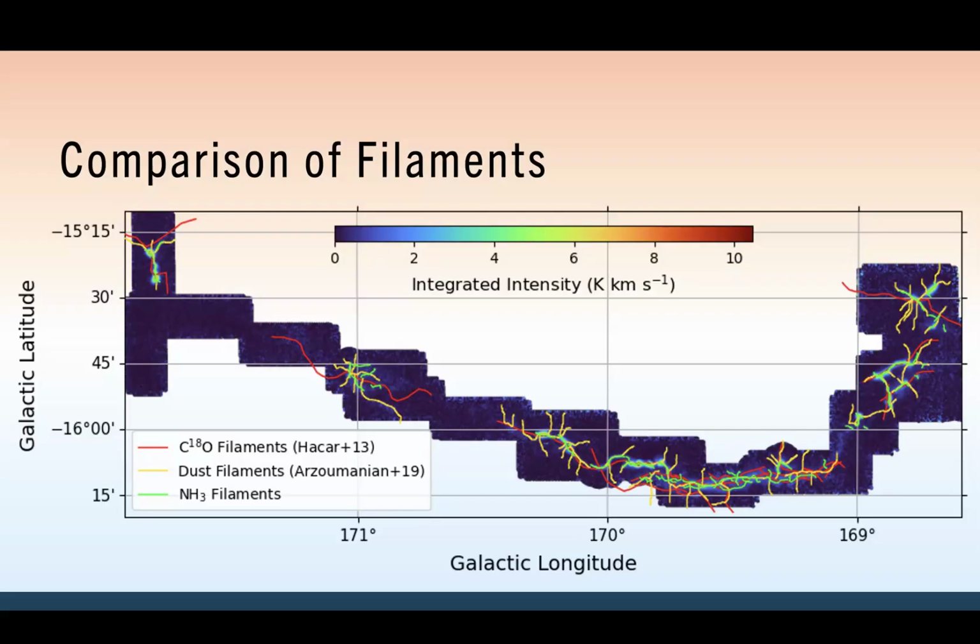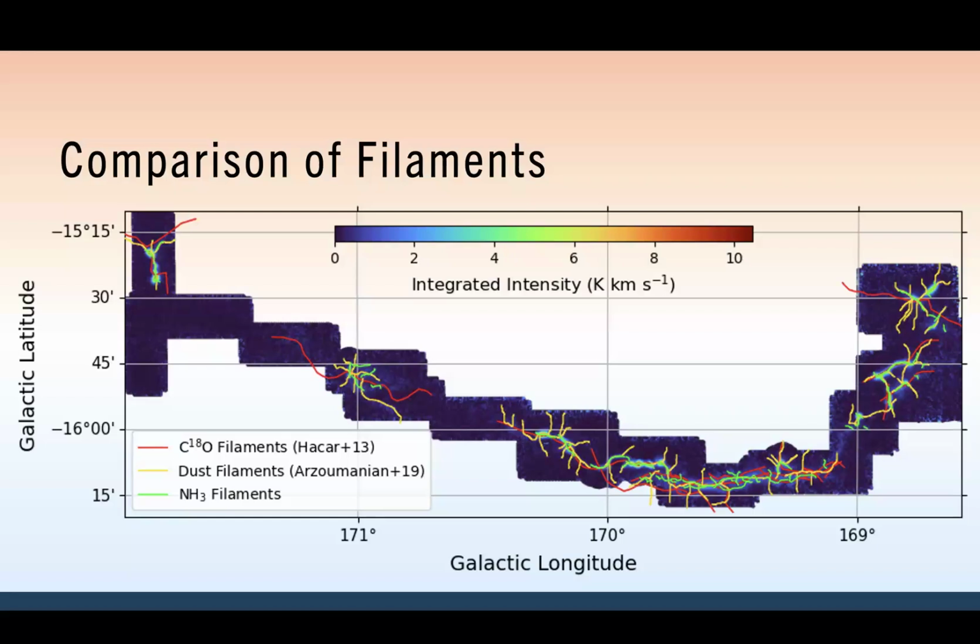So I guess my follow-up question is, for example, at some regions, like the galactic longitude of 171 degrees, we see that there is a discrepancy between the dust filament and the C18O filament. Is that due to the SNR, or do you think it's actually due to the gas and dust going in different directions? Probably a little bit of both.